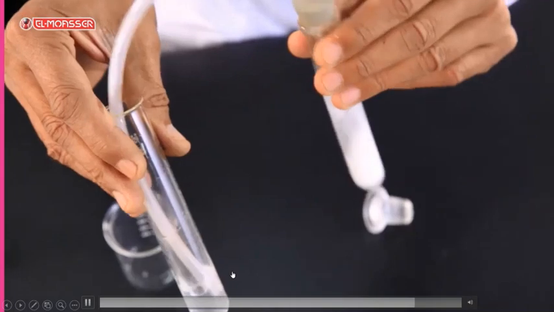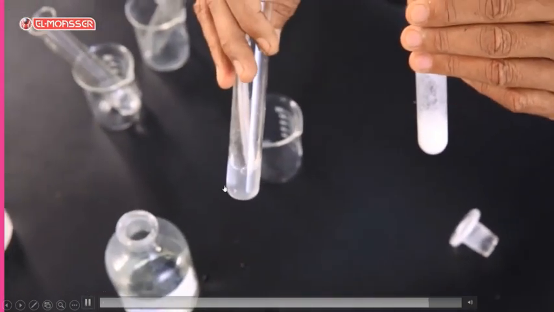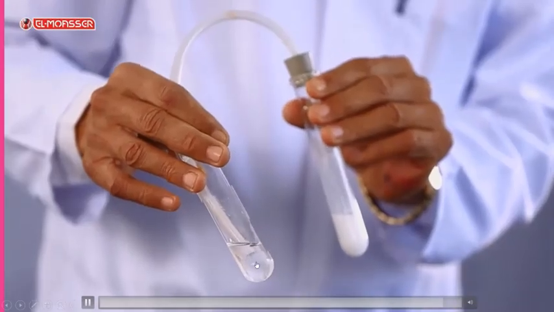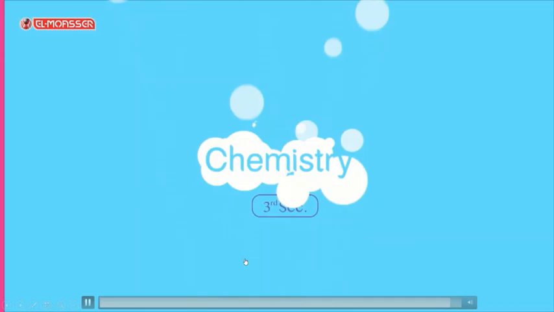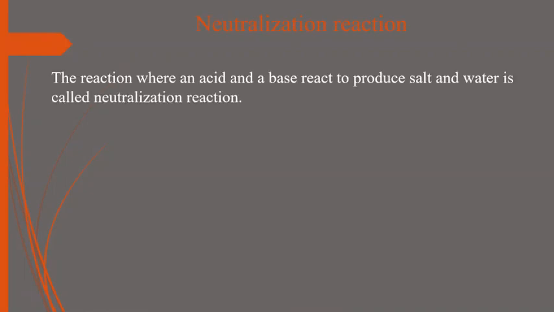Now another type of reaction, the neutralization reaction. Neutralization reaction is a special type of reaction. The reaction where an acid and a base react to produce salt and water. These reactions are called neutralization reactions. The reaction of acid and base.